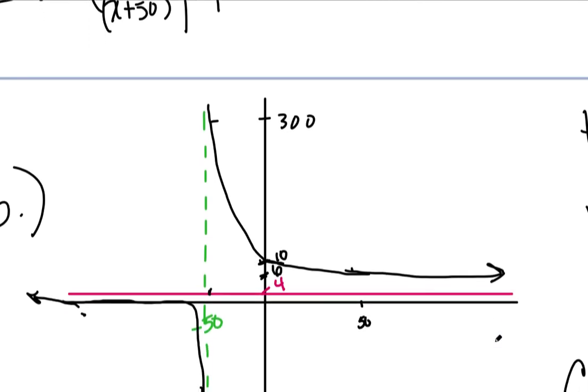What's up with this line though? What's up with this 4? Well, since we're adding a solution with a 4 molar concentration of sodium chloride, it will never, no matter how much we put in there, reduce below that. And so that's what that horizontal asymptote is showing us.